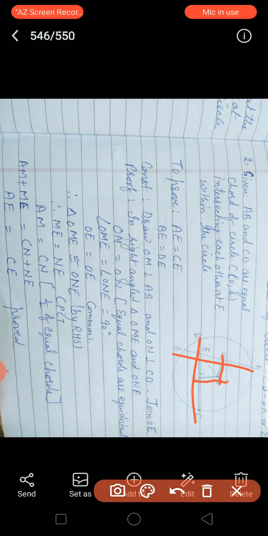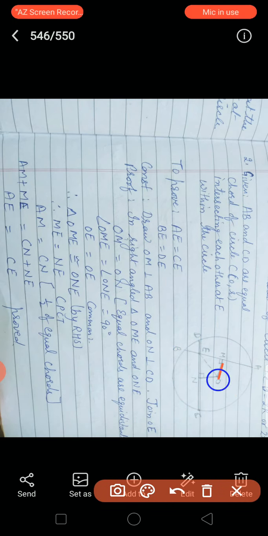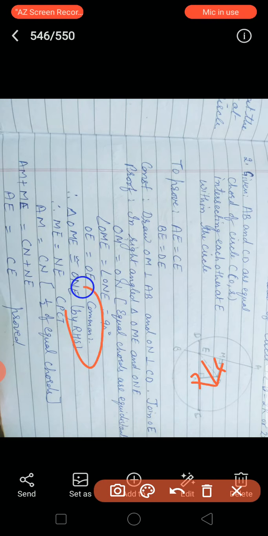We know that a line segment that passes through the center of the circle is perpendicular on the chord. So this is perpendicular, and we have given AB and CD are two equal chords, and equal chords are equidistant from the center of the circle. So you can say that this OM and ON are also equal, right? So how many things we have equal here? OM equal to ON, OA is common, and this is 90 degree. So you can use the RHS rule of congruency.